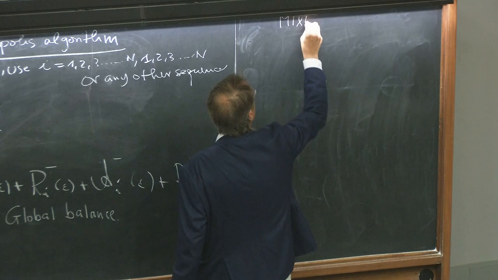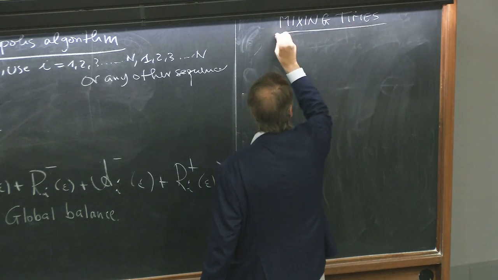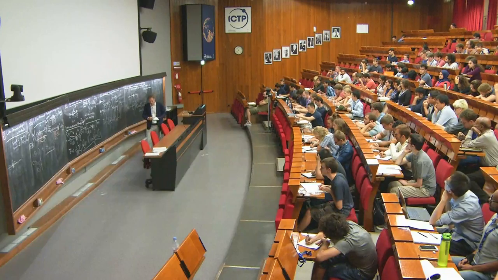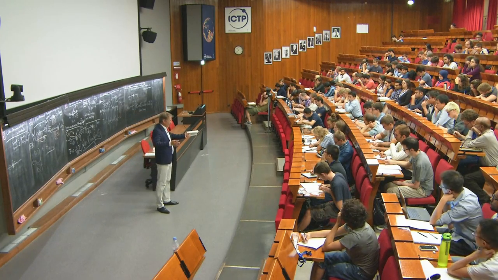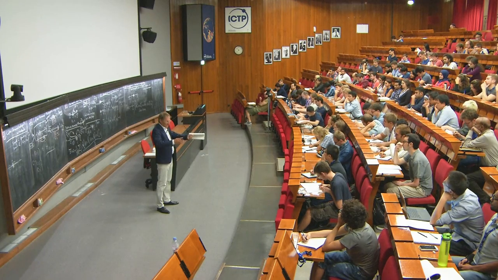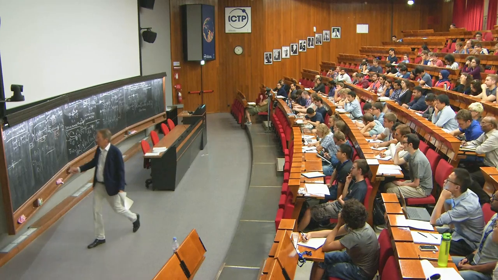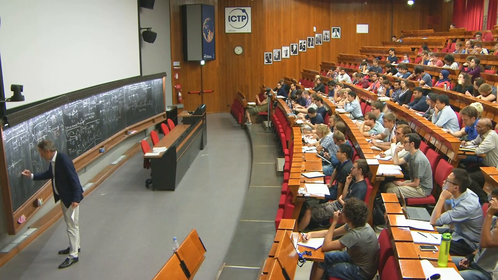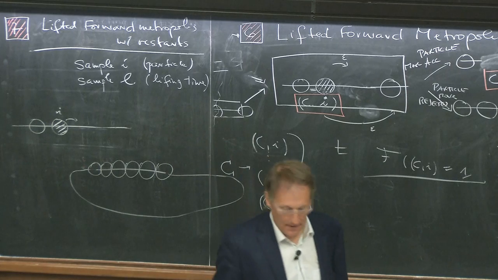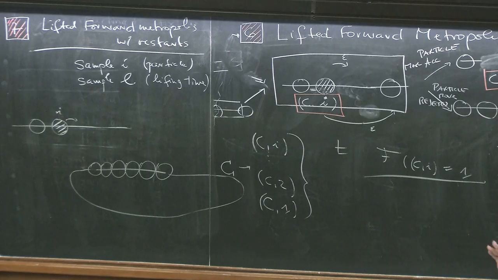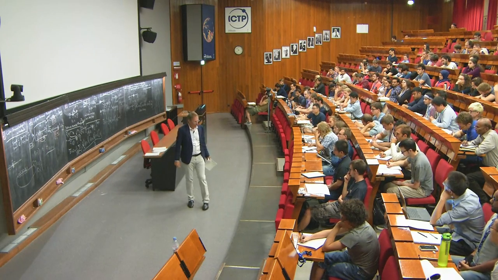Mixing times. So, mixing time is the time to start from an arbitrarily bad initial configuration, and you will believe me that the worst initial configuration that I can choose is having all particles glued to each other, starting from this configuration on a circle. There can be proofs that this is actually the worst initial configuration. What is the time that you take to get into equilibrium from this?